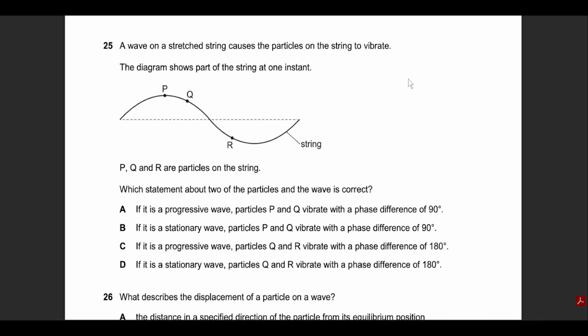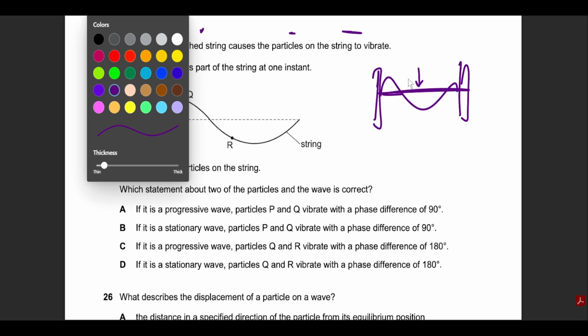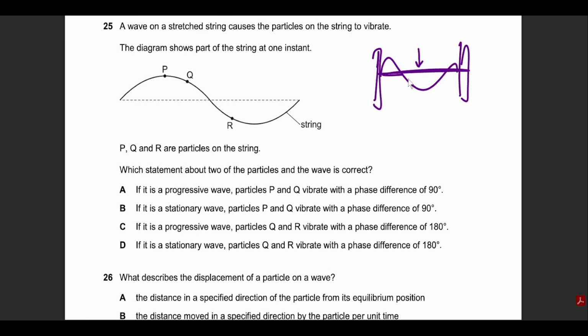Question number 25. A string stretched and plucked to vibrate, which means it's going to be a stationary wave, which is fixed between two points. There is a string plucked from a certain point and it's going to cause a stationary wave to be set up. So the first thing we need to fix is that it is a stationary wave, it's not a progressive wave. Which statement about the particles is correct? There's no point checking this statement.